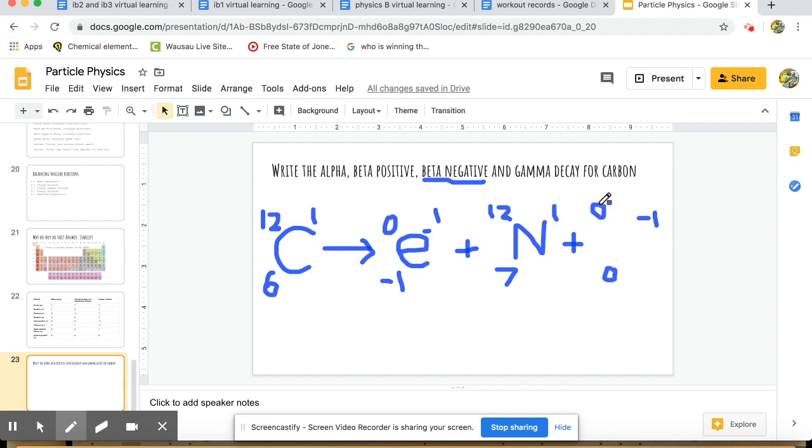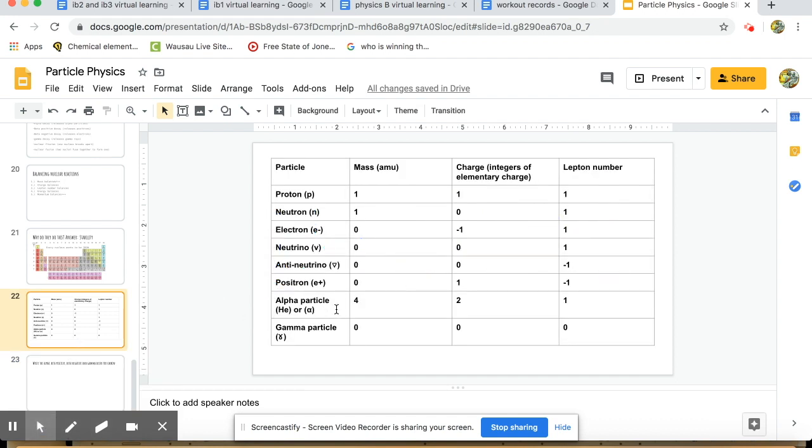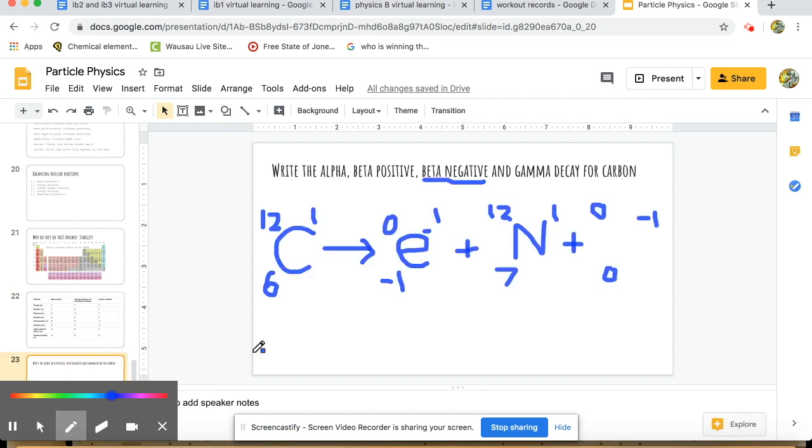So we need a particle that has a charge of 0, a mass of 0, and a lepton number of -1, and that particle is an antineutrino again. That's the only one that matches. So antineutrino is where it's at. And then obviously you can put plus energy if you wanted to on this side, and momentum is also conserved.